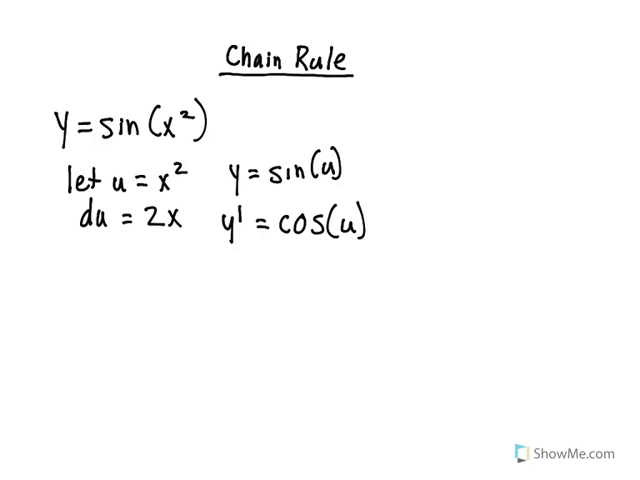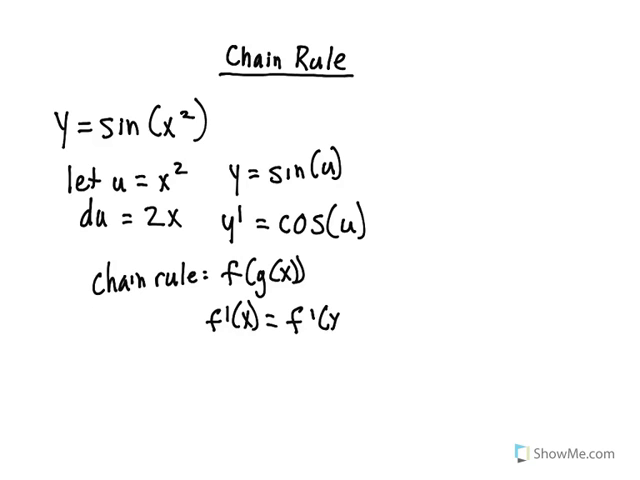So now, as we remember, the chain rule says that if we have a function f of g of x, then f prime x is equal to f prime of x times g prime of x. So in this case, our f prime of x would be our y function, which is cosine of u. So we will multiply that by our computed g of x function, which is now 2x, the derivative.